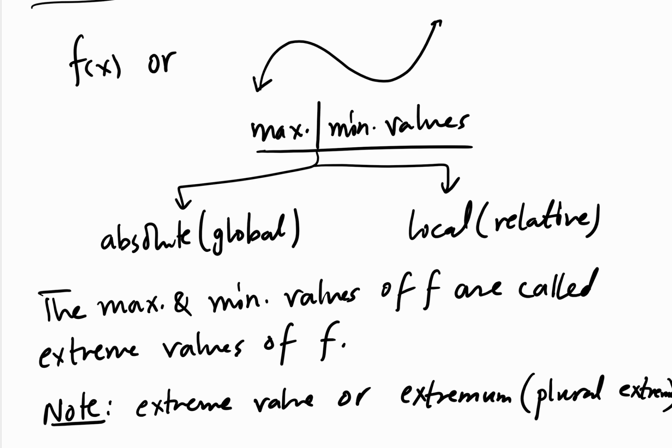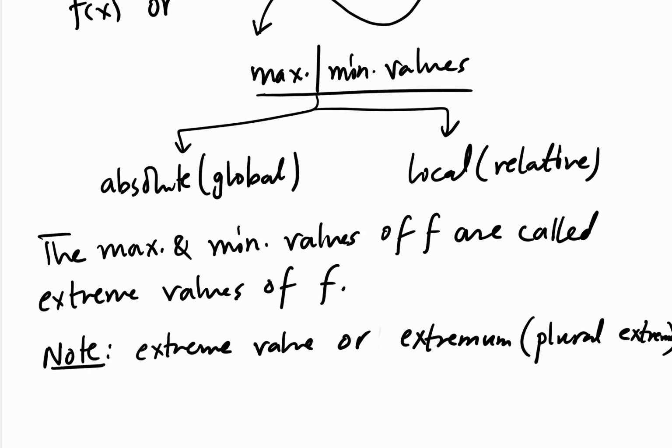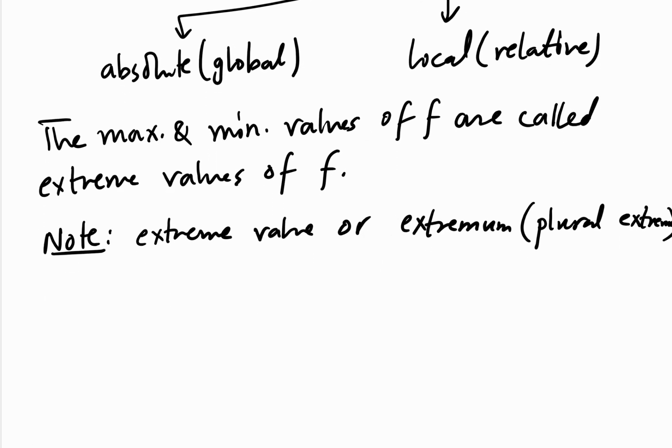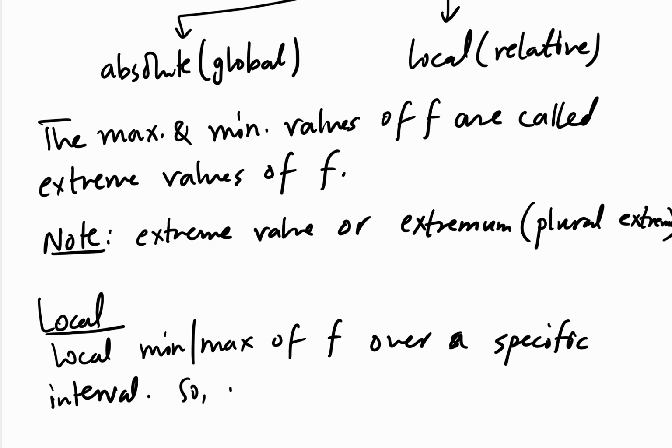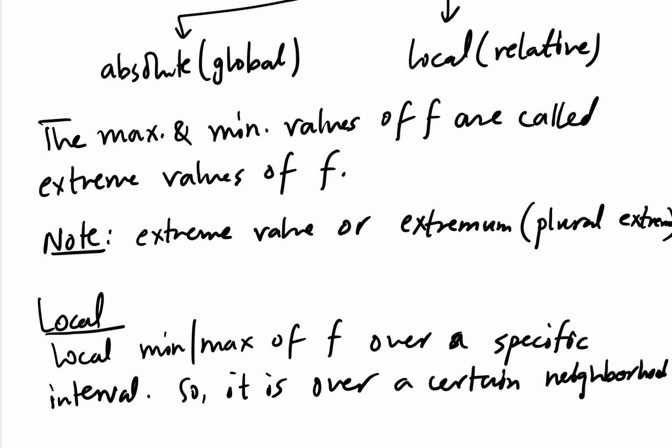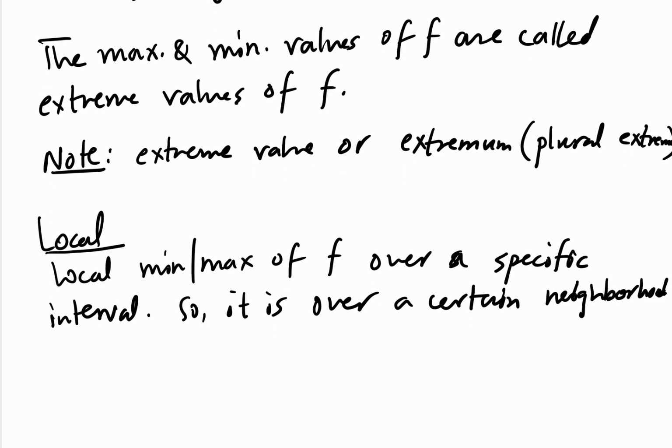So we're going to look at how to find the local min and max for a given function. That's the first thing. So local min slash max of f over a specific interval. So it is over a certain neighborhood. Graphically, you will get a better idea when I do the graph.